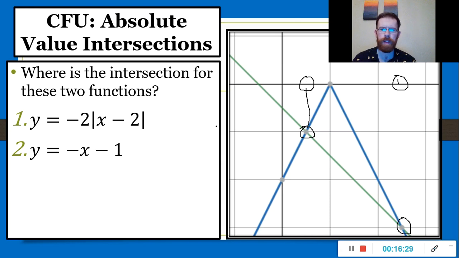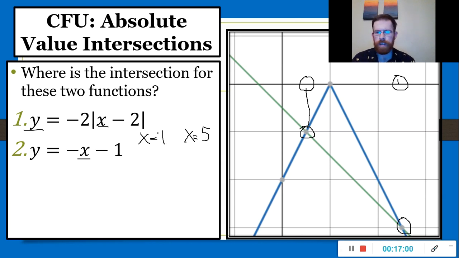Take some time, pause the video, try to work it out using logic. Whatever it has to be is that the x's have to be the same for both these equations. Meaning, if you plug in the same x value into this one, and the same x value into that one, you have to get the same answer. And your answers should be a positive 1 and a positive 5.